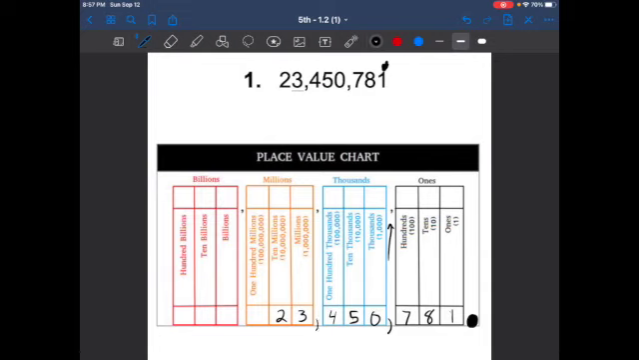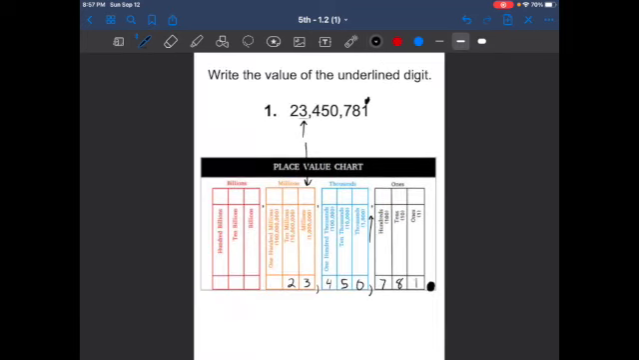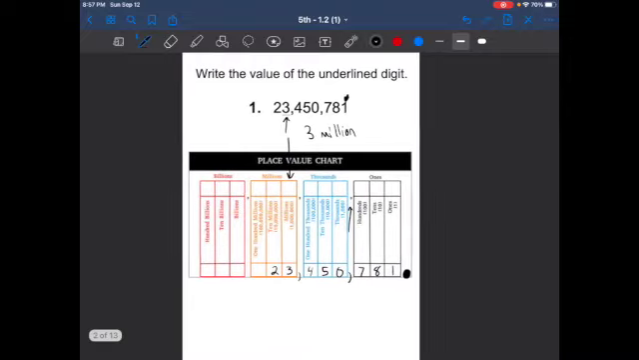All right, and it says find the value of the underlined number. Well, what is that number? Let's see where that's at. Where is the 3? And the 3 is in the millions place. So the value of this is actually 3 million. Okay, that 3 is 3 million. It's in the millions place. All right, let's try another one.